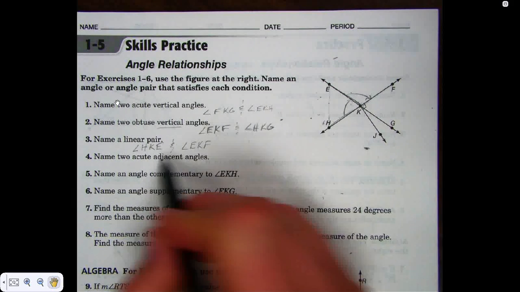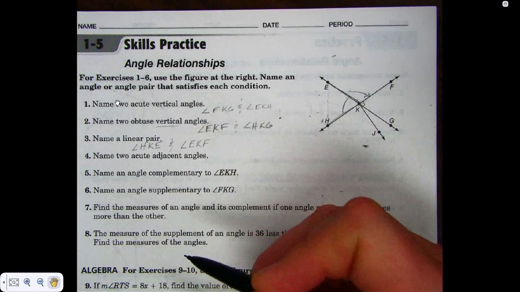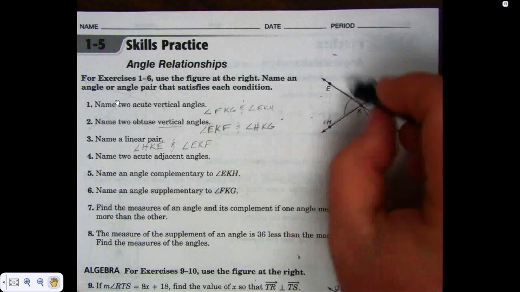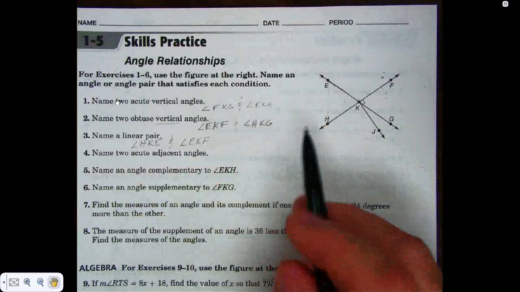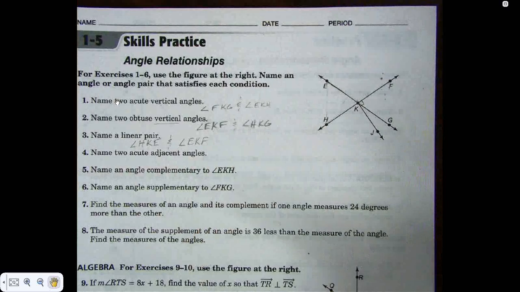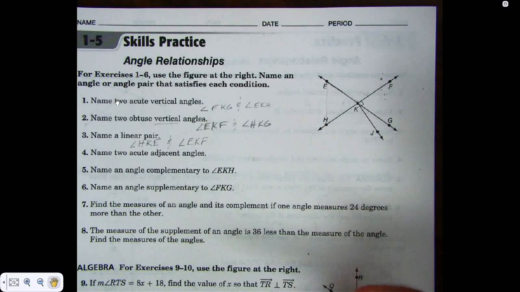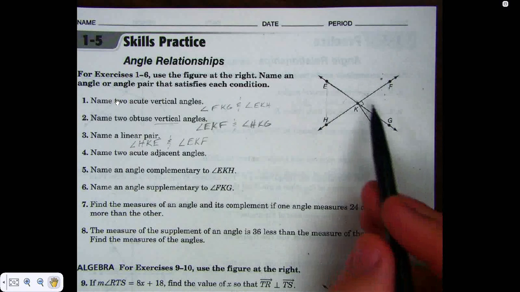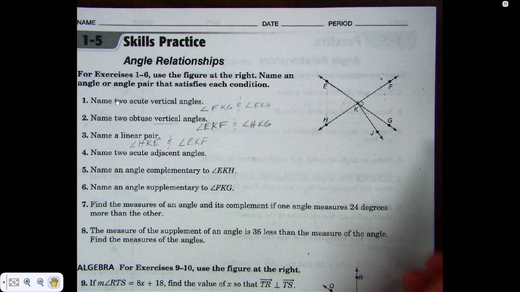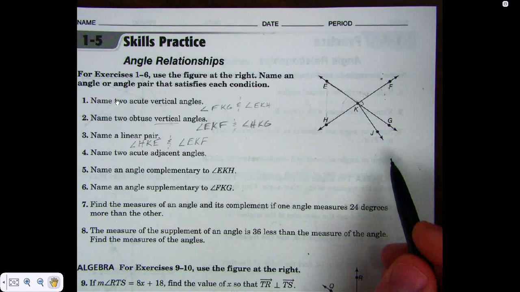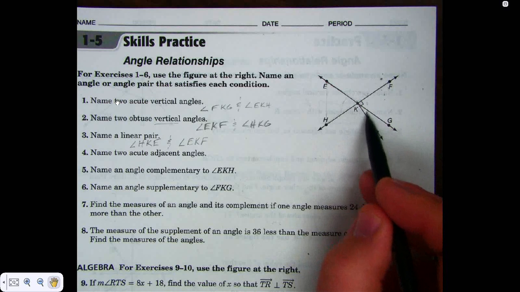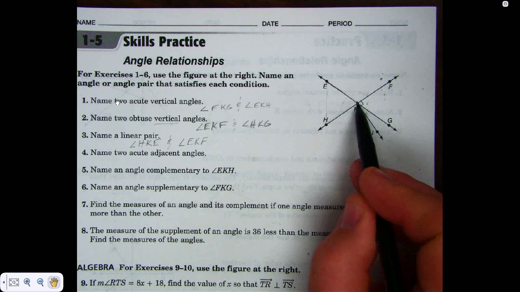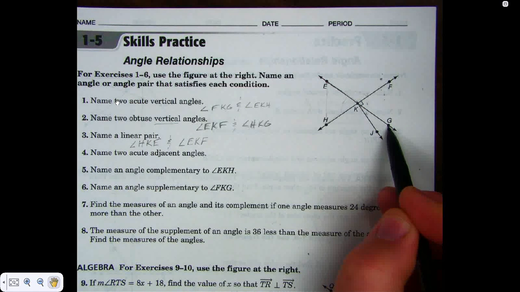Name two acute adjacent angles. Now there are other answers to the linear pair, but there's really only one here. Acute means they're less than 90. And adjacent means they share a common what? Vertex and side. Which one would that be? This right here is 90 degrees. Wouldn't the two that make up a 90-degree angle have to be less than 90? So they're acute, and do they share a vertex and side?